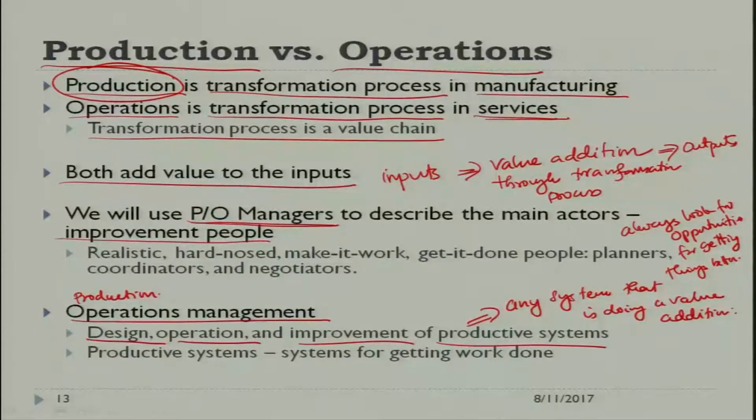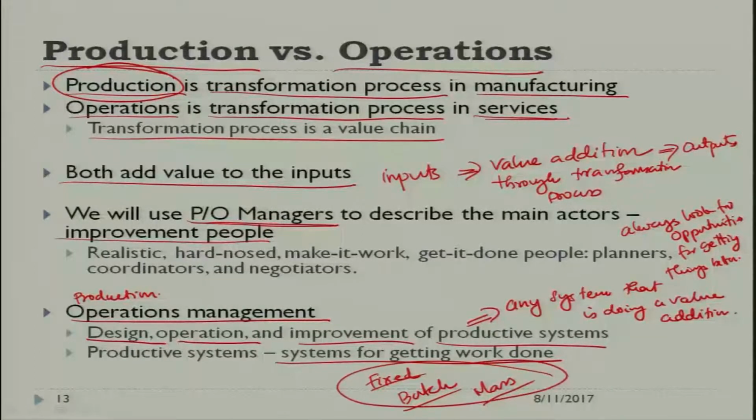Another way to say it is a system for getting work done. You are adding value to the system. So a productive system is where you are doing value addition or using it to get the work done. It could be a fixed position layout or a single product system, or a batch system, or a mass system, or a product layout or a process layout. Whatever it is, they are all productive systems, they get the work done, they produce things.